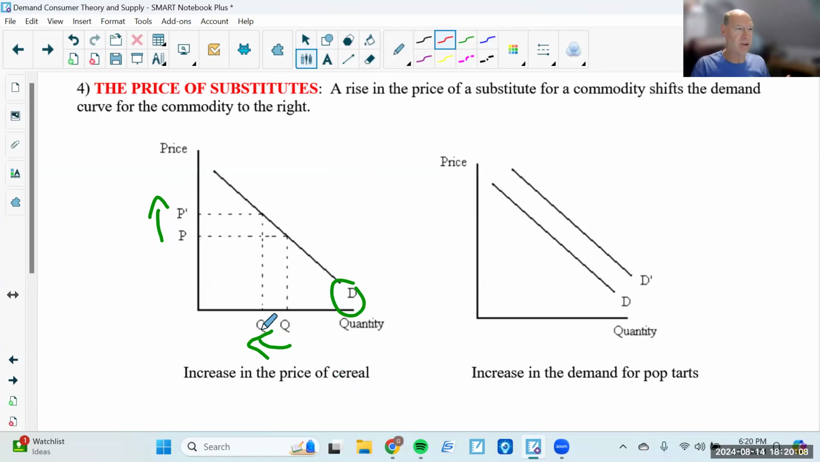Well, gee, I still have to eat breakfast. Whatever will I do instead? I know, I'll have Pop-Tarts. So what you get is an increase in the demand for Pop-Tarts. Why did you get an increase in the demand for Pop-Tarts? Because the price of cereal went up. When the price of cereal went up, we no longer want the quantity of cereal before. We're still going to eat breakfast. So we have an increase in demand for Pop-Tarts. Right? Next thing, it shifts the demand curve.